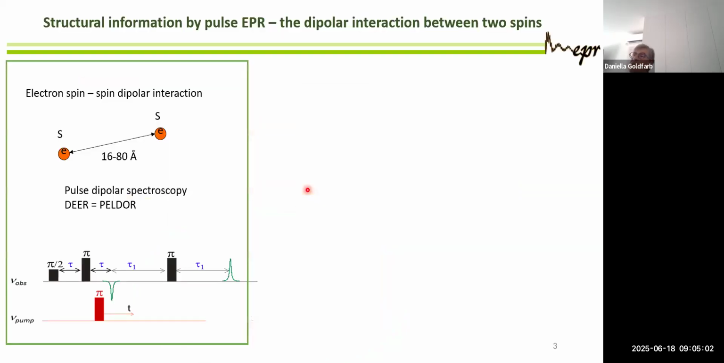So let's start with the structural information we get from dipolar interaction between two electron spins. This is pulse dipolar EPR that has been very popular in the last maybe 15, 20 years. This is one of the sequences, the double electron-electron resonance sequence. With this, we can measure electron distances between 16 and 80 angstrom. And if you deuterate your protein, then it can go even longer.